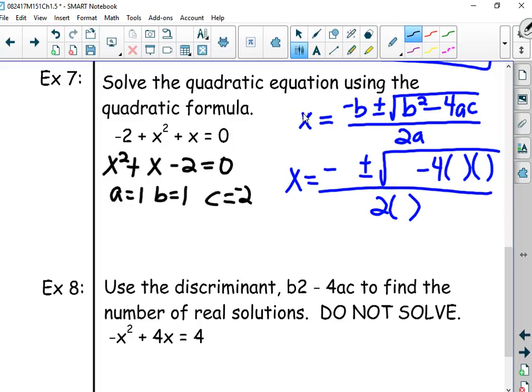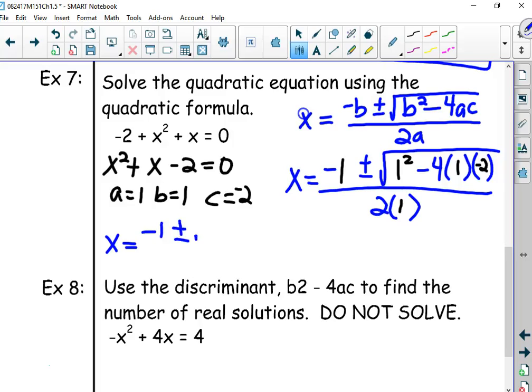Alright, b is 1. Oops, forgot the squaring. 4a is 1, c is negative 2, and 1 is a. Alright, so when we simplify, we're going to simplify inside the radical. Now, the 2 negatives in the multiplication go positive. Always work out those signs first, because that's where I see the most errors. And I'm going to move this over here so I get a little room.